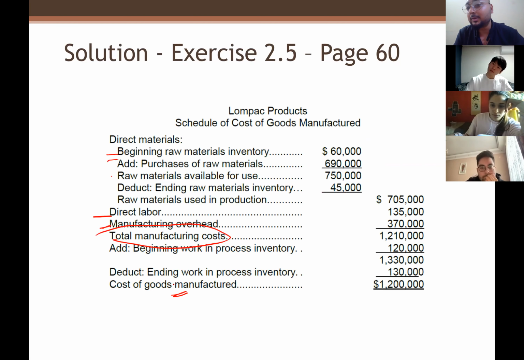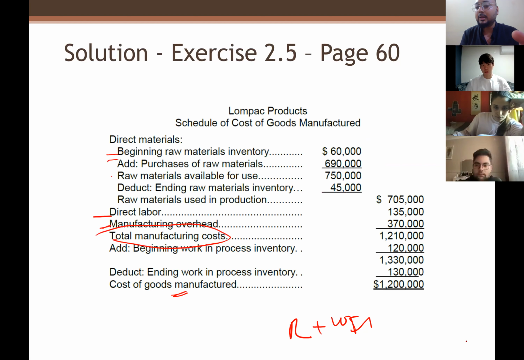In order to find the cost of goods manufactured, remember that we just talk about the cost. Manufacturing cost is equal to direct labor, direct material, manufacturing overhead, right? That is the manufacturing cost, or cost of goods manufactured, right? Because in a manufacturing facility, which kinds of inventory do we have? There are three types of inventory. Number one is raw material. Number two is work in progress. Number three is finished goods.